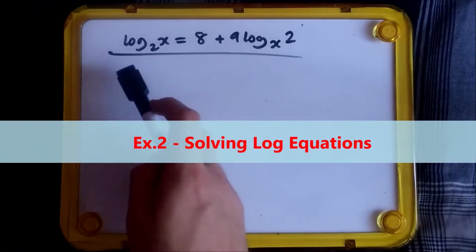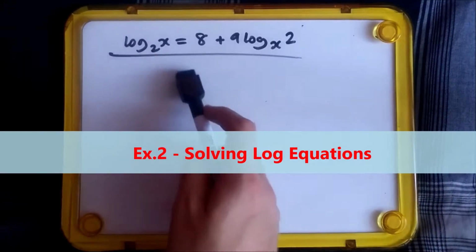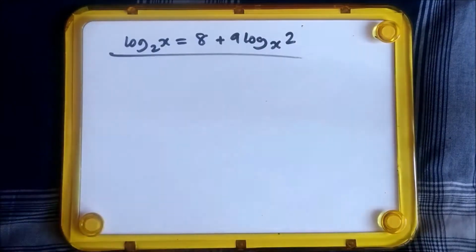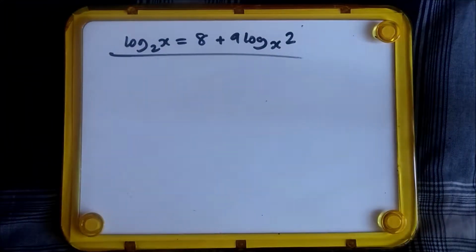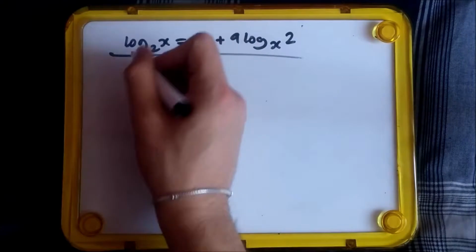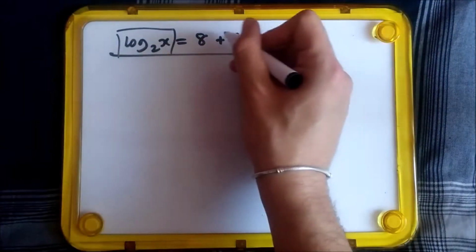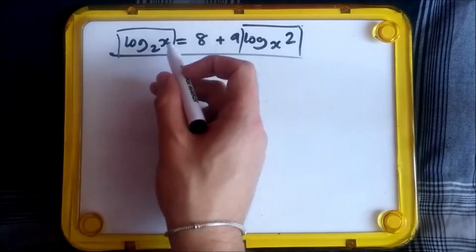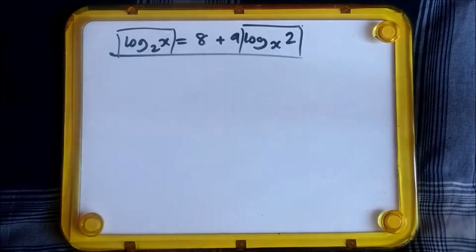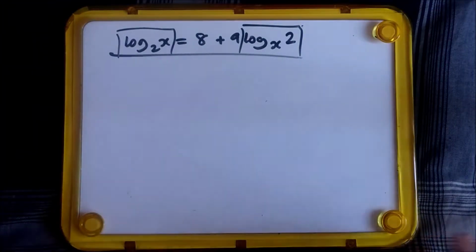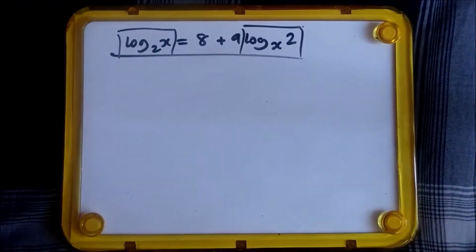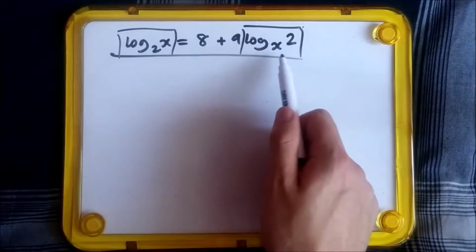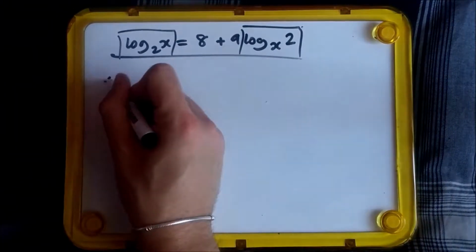So what do we have? Here we've got log to the base 2 of x equals 8 plus 9 times log of x to the base 2. So what do we see here? First thing, we notice that this part here and this part here are actually different. One's got 2 at the bottom and x up, one's got x at the bottom and 2 up. So before we even consider solving this, we should try and at least make them the same. To do this, thankfully, we can always take the reciprocal and this will solve it for us.